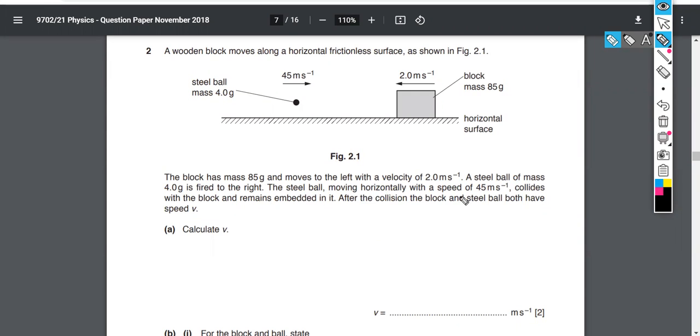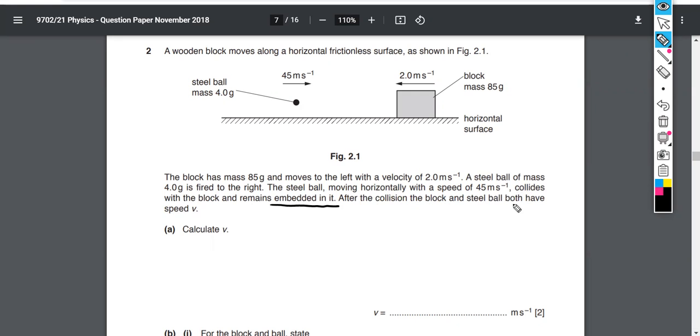The steel ball moving horizontally with a speed of 45 meters per second collides. That word collides, you see on the chalkboard today: inelastic collisions, elastic collisions. All right, so we use momentum conservation to study collisions. Remains embedded in it means this is an inelastic collision. So you can see in the green chalk on the chalkboard, that's the relevant equation for that.